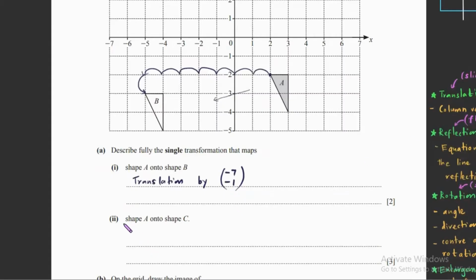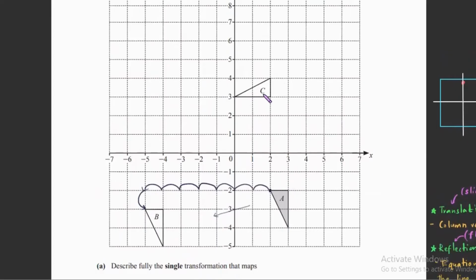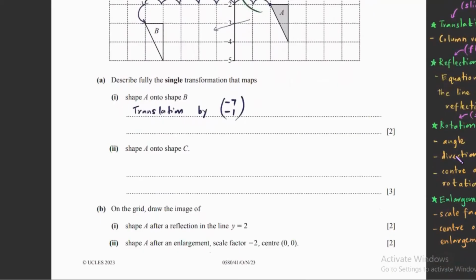Part B, second part, shape A onto shape C. So this is shape A, this is C. In this case, this is not translation or reflection. This is something to do with rotation. So shape A onto C means this A has been rotated onto C. When it comes to rotation, we need to mention the angle, the direction in which it has been rotated, whether it's clockwise or anti-clockwise, and the center of rotation has to be mentioned.